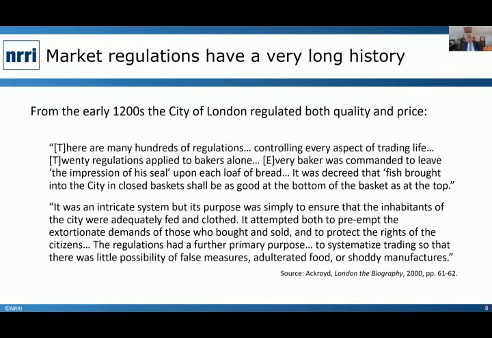Market regulation, or regulation in general, has a very long history. For example, in the early 1200s, the City of London regulated both the quality and price of goods sold in markets. In Ackroyd's book, London: The Biography, he describes the fact that there were many hundreds of regulations back in 1200, controlling every aspect of trading life. Twenty regulations applied to bakers alone. Every baker was commanded to leave the impression of his seal upon the loaf of bread. It was decreed that fish brought into the city in closed baskets shall be as good at the bottom of the basket as at the top. So the purpose of this early regulation was really to systematize trading so that there was little possibility of false measures and adulterated food or bad food or shoddy manufacture of different goods and services.